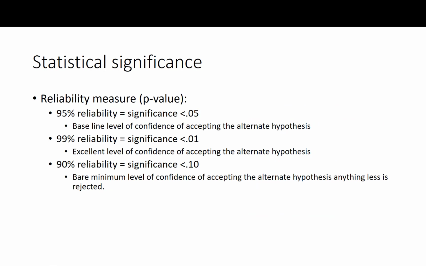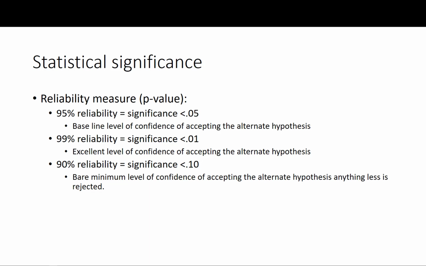The other thing to be aware of is, what do we mean by statistical significance? At what point is something considered to be significantly different or have a significant relationship? Here we look at the reliability measure, often called the p-value. The standard one we use is 95% reliability, or a 95% confidence interval. This is often reported in the statistics as 0.05. So this is the baseline at which we would accept the alternate hypothesis.